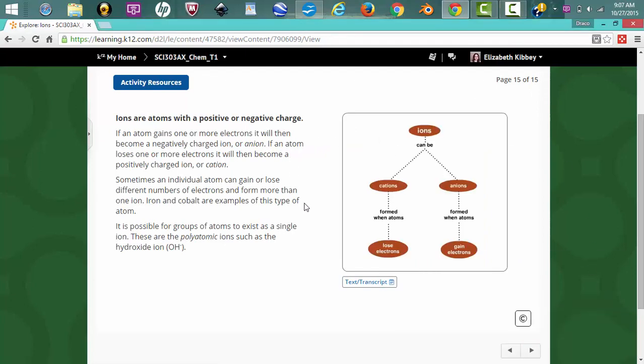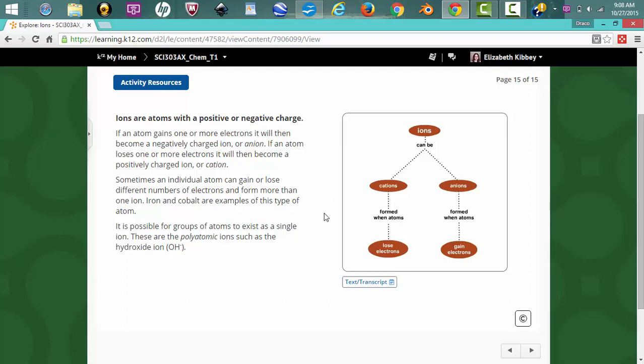Okay, ions are atoms with a positive or negative charge. If an atom gains 1 or more electrons, it will then become a negatively charged ion or anion. If an atom loses 1 or more electrons, it will become a positively charged ion or cation. Sometimes an individual atom can gain or lose different numbers of electrons and form more than one ion. Iron and cobalt are examples of this type of atom.